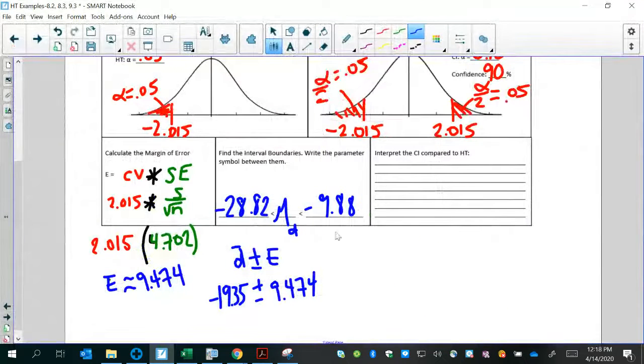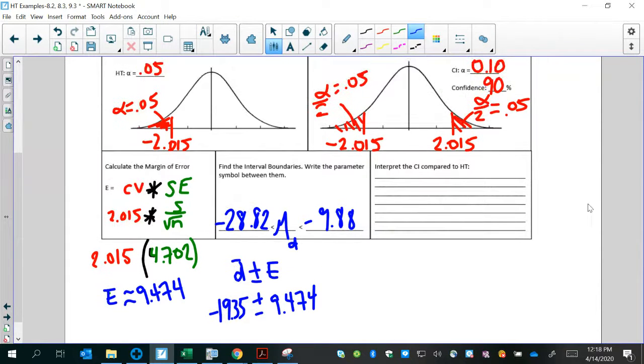Okay, so I'm 90% confident that the true mean falls somewhere between these two values. So remember, the claim that we were testing was that on average, the differences would be less than 0 or negative. Notice that my entire confidence interval is less than 0, so that supports the claim.